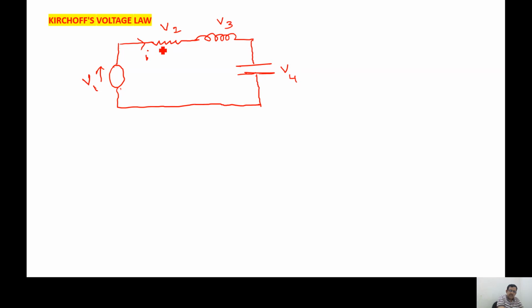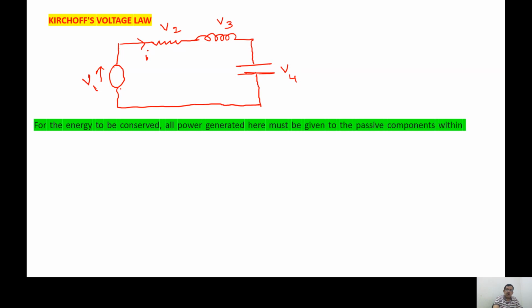So having said that, as I told you, all circuits operate on the principle of energy conservation. Okay, for the energy to be conserved, all power that is generated from the source must be given to the passive components within this loop. So this is a loop, as I told you earlier. This is an entire loop where all voltages meet. So if I have to understand this mathematically, I can write it in this fashion.